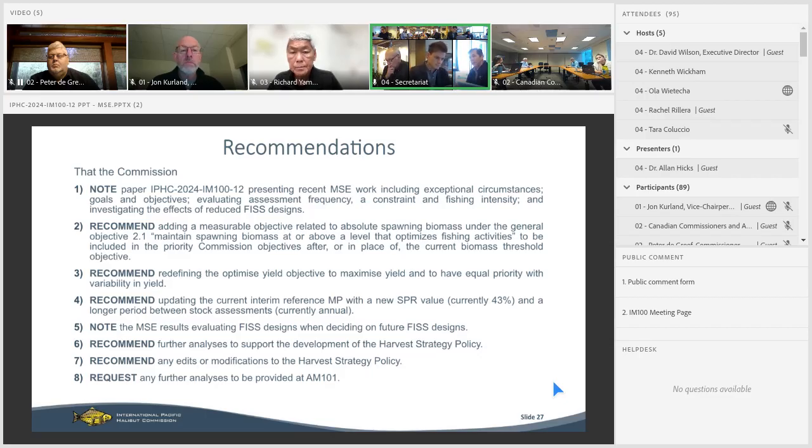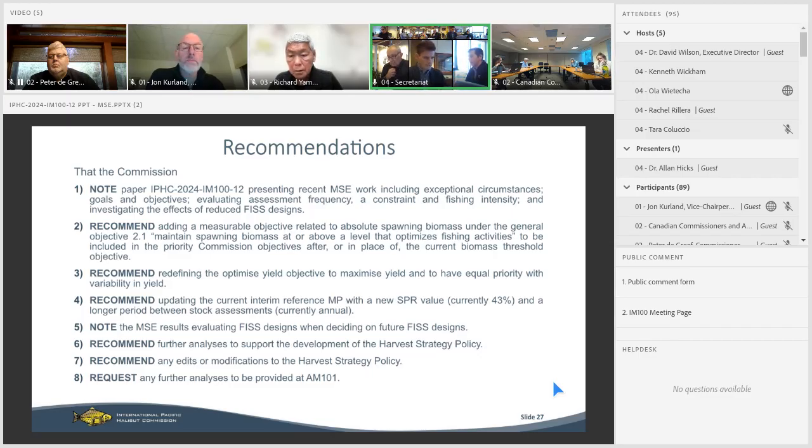So a few considerations for the commission, noting this paper: recommending any changes to the objective B, which is to maintain the spawning biomass above B36% or some level. Recommend redefining the optimized yield objective to maximize yield and have equal priority with variability in yield. Updating the current interim management procedure with a new SPR value and possibly a longer period between stock assessments.